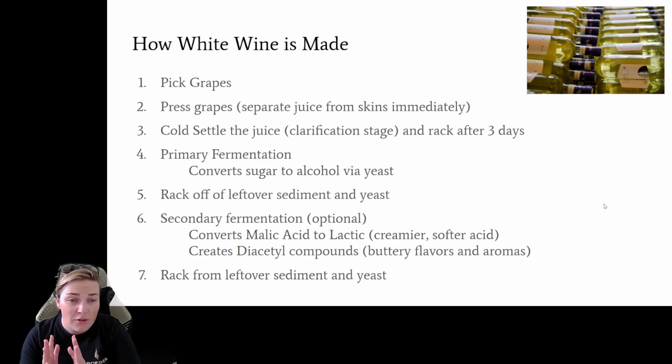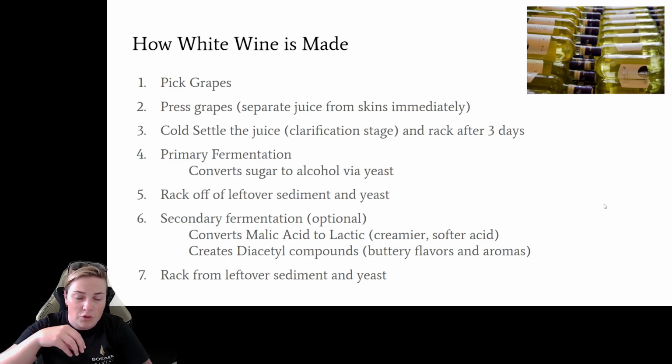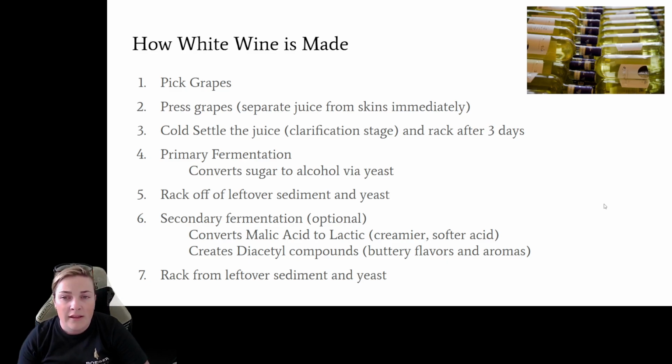Okay, so you have your raw product. You let all that gunk settle out. Then you rack, which is the process of transferring wine off of some kind of sediment or just moving it from vessel to vessel, right? Then once you have your more clean juice product, you're going to start your first fermentation, which is also known as primary fermentation. Primary fermentation converts sugar to alcohol with the use of yeast, right?